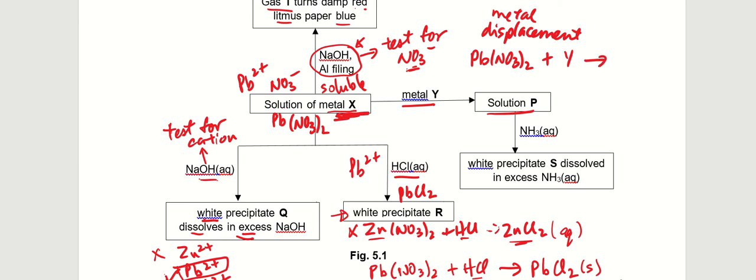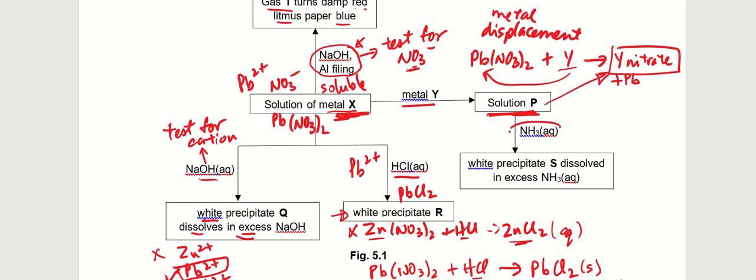So if displacement did occur, we would now have Y nitrate, and since the more reactive metal can displace the less reactive metal, we will also get solid lead. Okay, now we get this solution P, so we are focusing on this Y nitrate. So this P will be Y nitrate. Now when we add aqueous ammonia to this solution of Y nitrate, and you would remember that adding aqueous ammonia again is a test for cation.